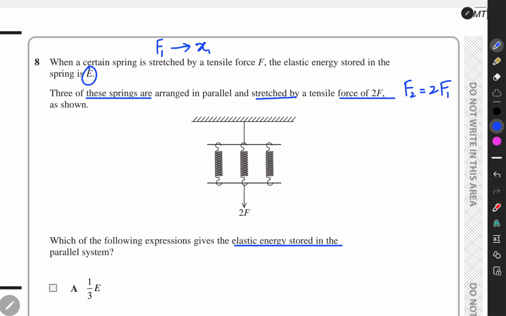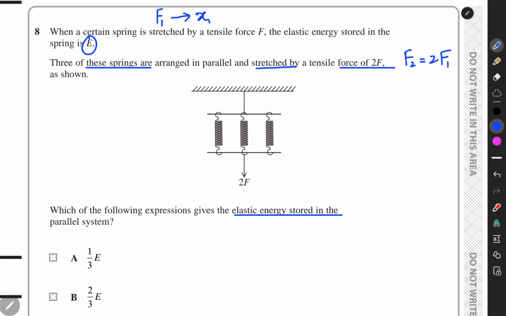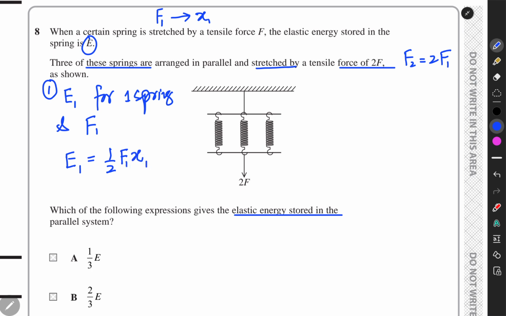So first of all, I will solve this question for you in 3 steps. First step, I will find out the energy E1 for a single spring, for one spring, and force F1. If you apply that force, the elastic potential energy, let me call it E1, is 1 upon 2 F1 times x1. This is the elastic potential energy when you have a single spring and one force F on it.